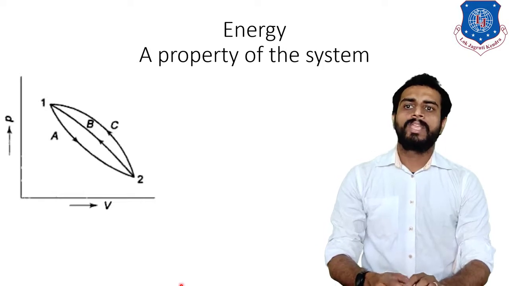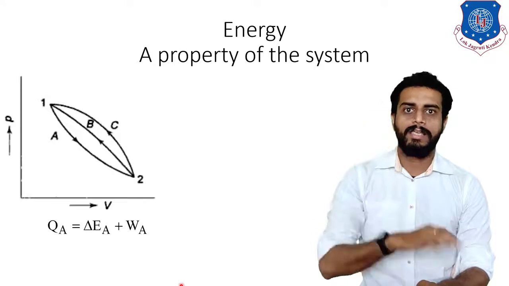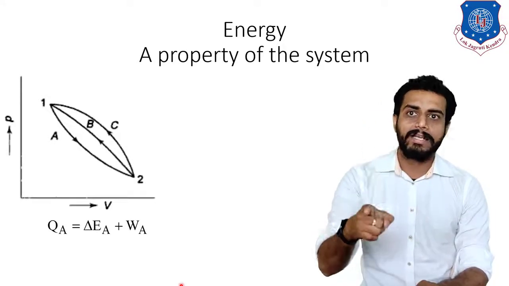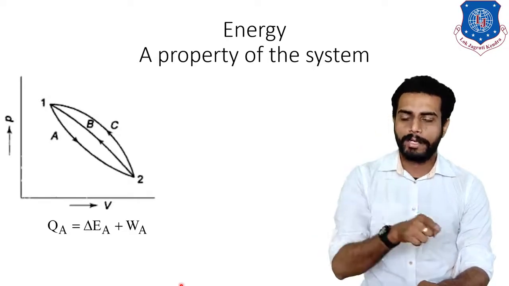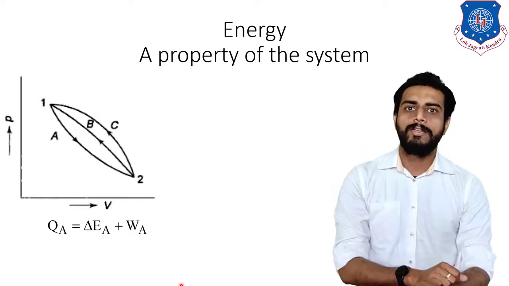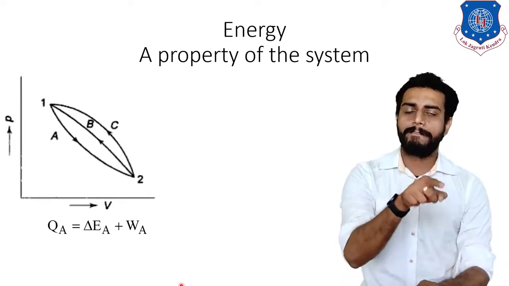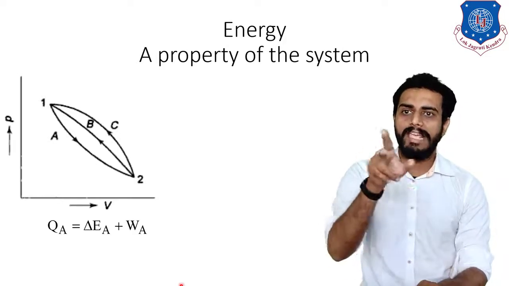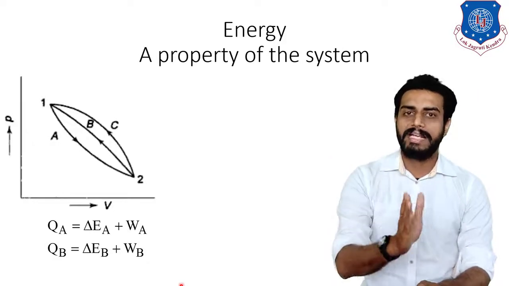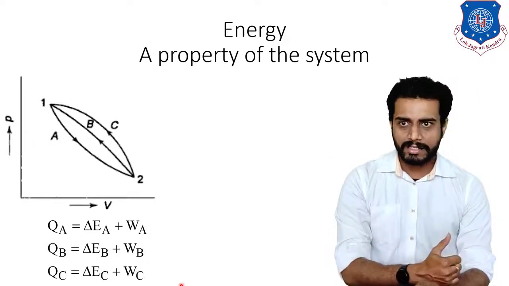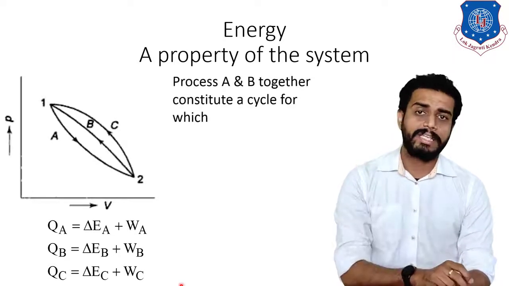Now what will be the first law of thermodynamics for path A or process A? For a process, you can consider that Q is equal to delta E plus W. You know that, right? Here the particular process is path A, so I have written the subscript A: QA is equal to delta EA plus WA. Same way for B and C, what can I write? QB is equal to delta EB plus WB, and QC is equal to delta EC plus WC. Clear, students?